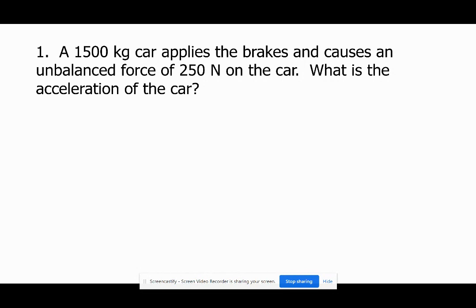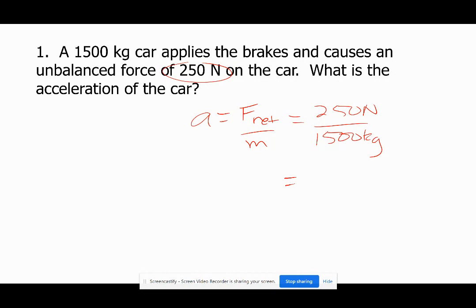A 1,500 kilogram car applies the brakes and causes an unbalanced force. That's a net force of 250 newtons on the car. What's the acceleration of the car? If I arrange that formula to solve for acceleration, it's going to be F net divided by mass. So that's 250 newtons divided by 1,500 kilograms. Type it into your calculator. 250 divided by 1,500 equals 0.17 meters per second squared, which is the unit for acceleration.